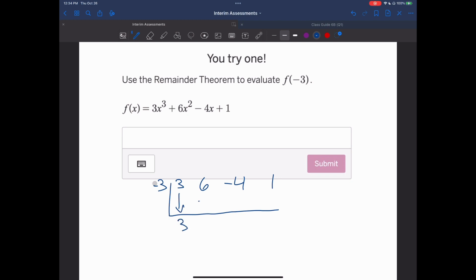3 times -3, -9. Add them together, that's a -3. Multiply, -3 times -3, I get +9. Add straight down, I get 5. Multiply 5 times -3, I get -15. And adding straight down, I get -14. And in this case, that is my answer. f of -3 should equal -14 if we did it right. Now I'm going very fast, so if I made a mistake, it's possible. Let me know in the comments here if I made a mistake, if you're on Desmos.